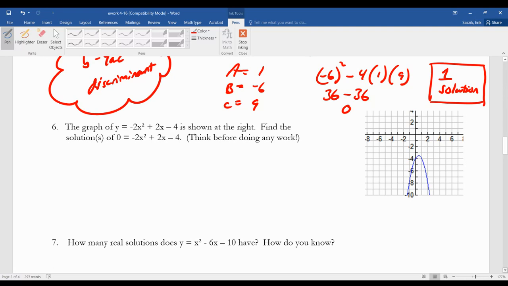Here's the next one, number 6. The graph of y equals negative 2x squared plus 2x, sorry, plus 2x minus 4 is shown at the right. Find the solutions. Think before doing any work. Well, there's not really any work to do here, right? Does this graph cross the x-axis? No, it doesn't. It is no solution. So sometimes these can be pretty easy.